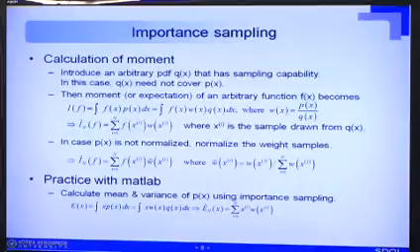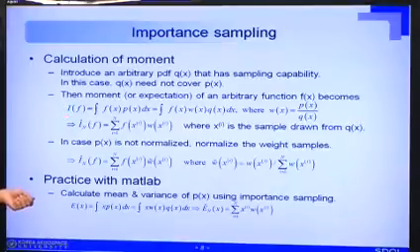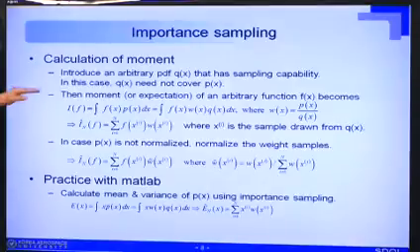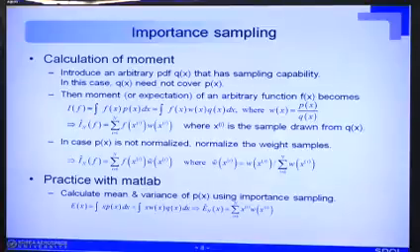Next is importance sampling. In this method, we introduce also the same thing, an arbitrary probability distribution, qx, and this has the sampling capability. And we still don't have the sampling directly from px. The purpose is always the same. We don't have the capability for px, so we introduce another one that has the sampling capability. But in this case, the q doesn't have to cover the px. So in this case, it doesn't matter.